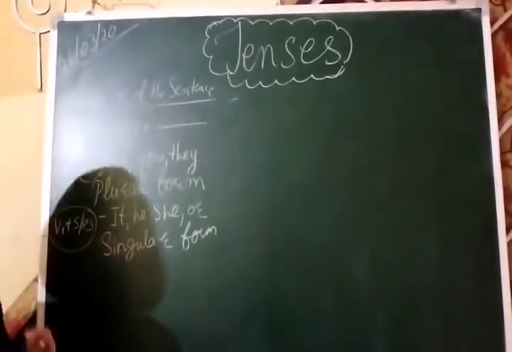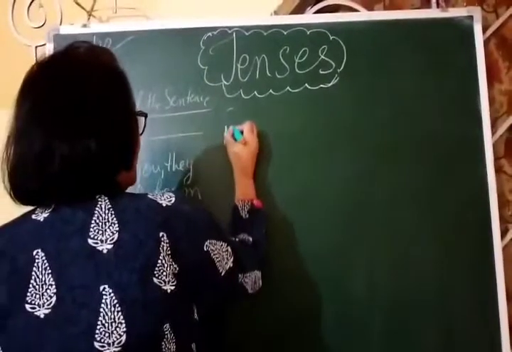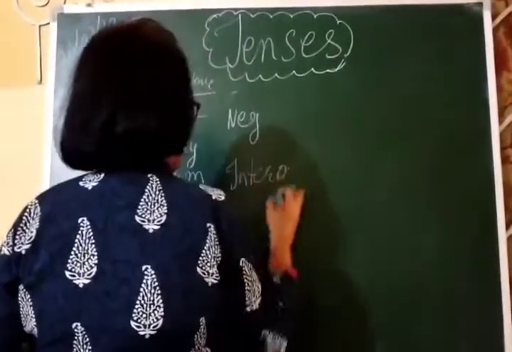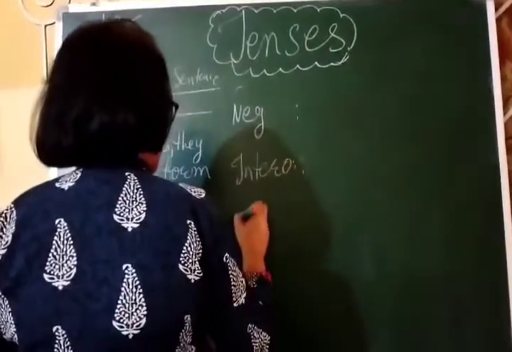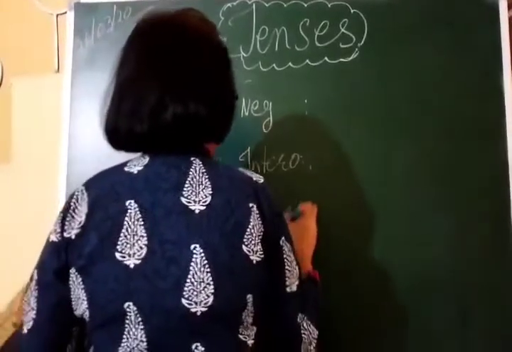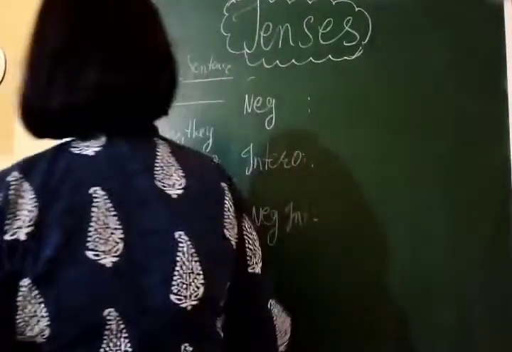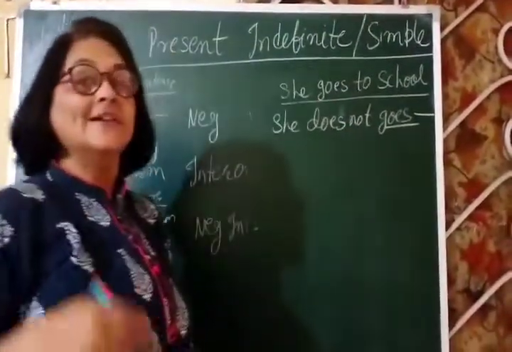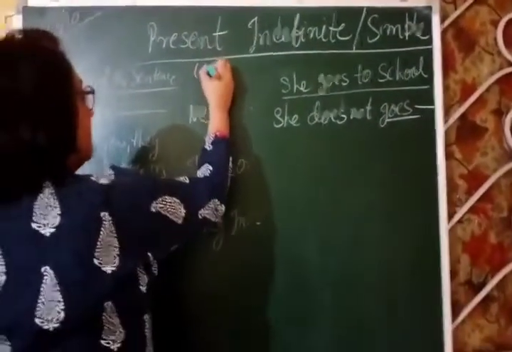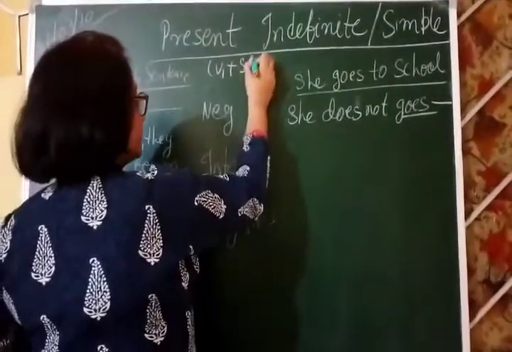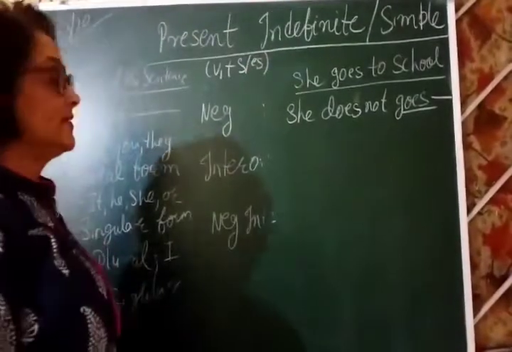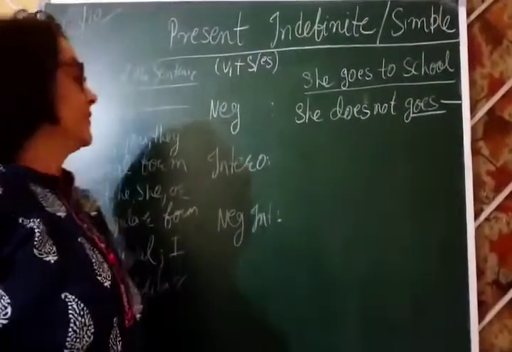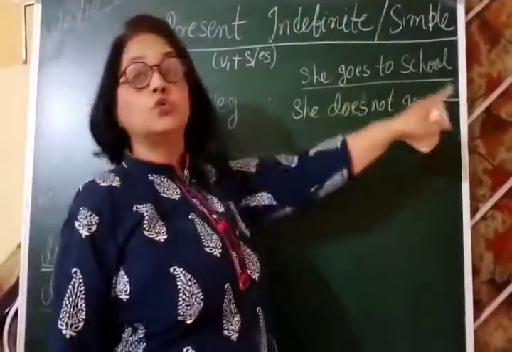Negative sentence, interrogative, and negative interrogative. Now, since we know the rules of present indefinite or simple present tense, now we can make the three forms of the sentence: negative, interrogative and negative interrogative. How? She goes to school.